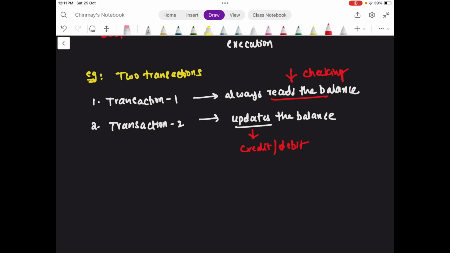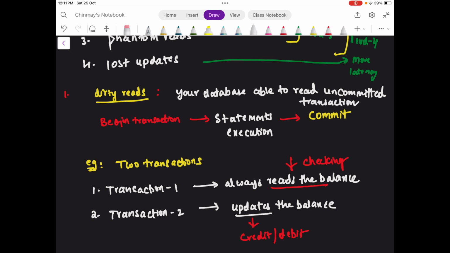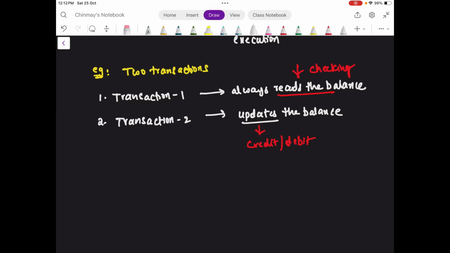Okay, dirty reads definition: your database is able to read uncommitted transactions. Okay, this is what dirty reads indicate. Example, we have two transactions. Transaction 1 always reads a balance. Transaction 2 updates the balance.